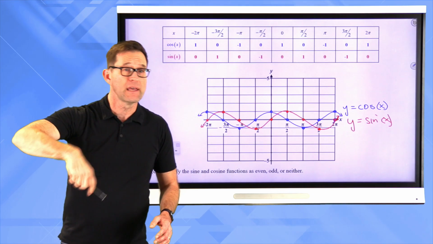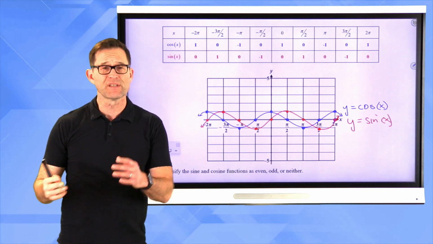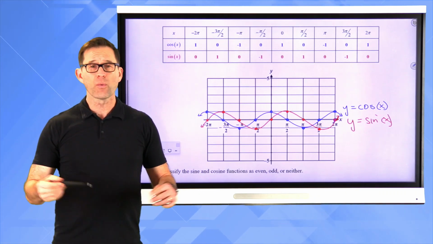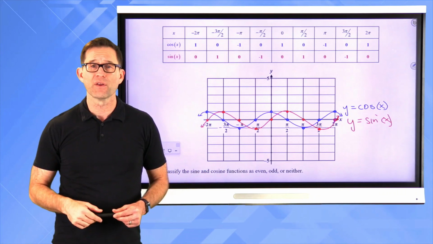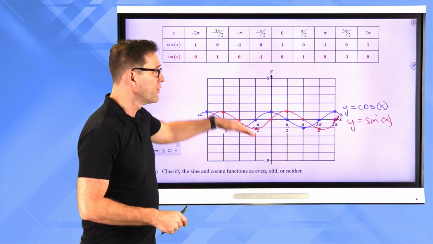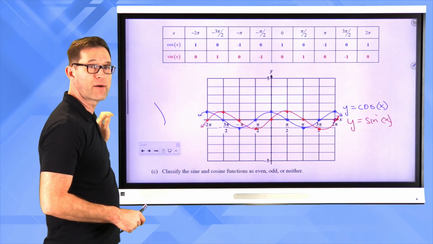But we can keep going around the unit circle, right? We can have angles of 600 degrees and negative 2,000 degrees. And there will still be x and y coordinates on the unit circle. These things just keep going forever in this direction and keep going forever in that direction.